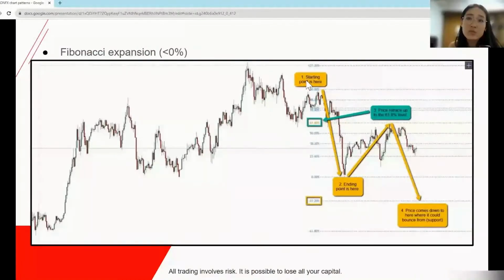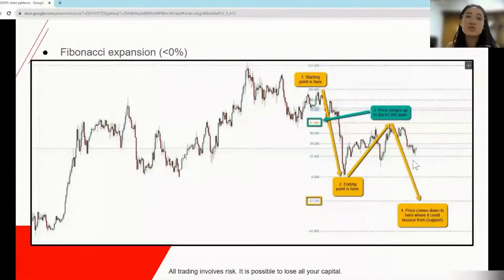So firstly, my first point, starting point there, ending point there. Number 3, if you can see here, price retraces up to the 61.8% level. So that is our Fibonacci retracement since it's between 0 to 100%. Yeah, so levels, it respects this 61.8, reverses off of it, and it's heading downwards.